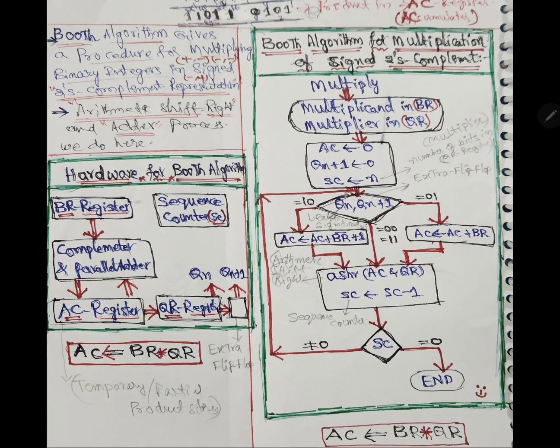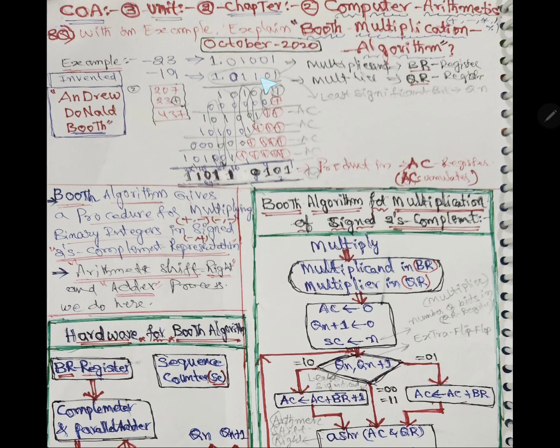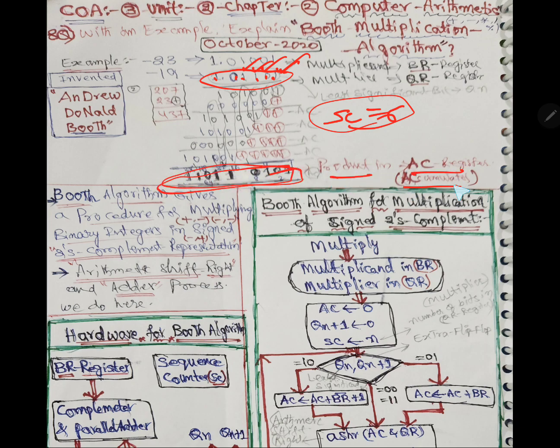See here, I have shown the extra flip-flop, this small cell. It will store either 0 or 1. This Qn is nothing but this multiplicand value, the least significant bit. First we will take this, then this, then this, then this: 1, 2, 3, 4, 5, 6. So the sequence counter is 6. It will be done 6 times. After that it will be closed and the final product will be in the accumulator register.